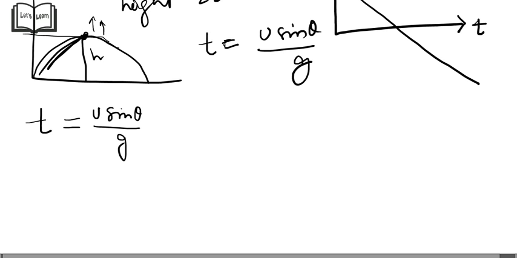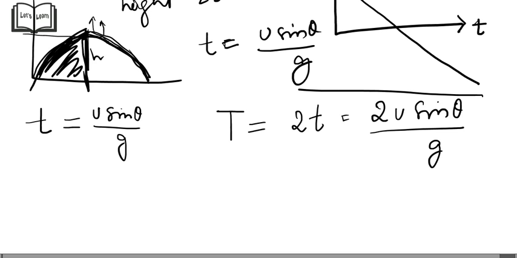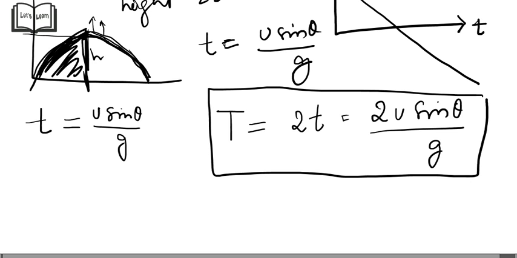Now this is t. The time taken to reach the maximum height is t, and after that it will again fall down, and it will fall down in the same time. I did not assume the wind speed, the air friction and all those things. This is just an ideal case. So the time taken to move up will be exactly equal to the time taken to fall down. So the total time for the projectile will be 2 times the small t, that is 2u sin theta by g. This is the total time taken by the projectile motion.